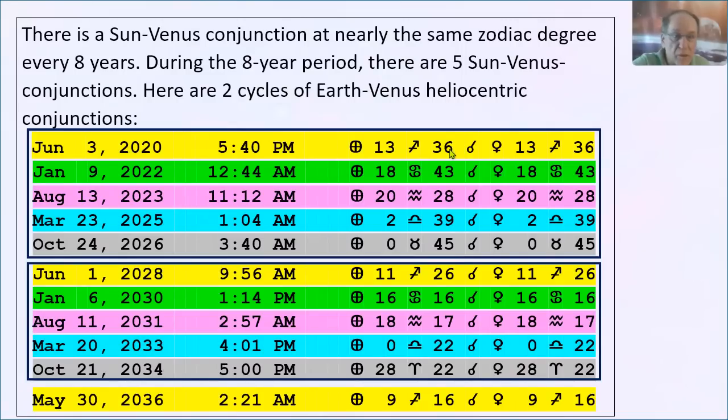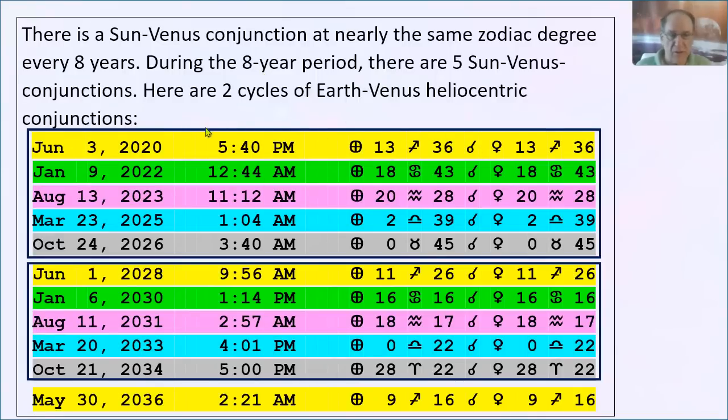Okay, we already looked at this. This is 2 cycles of heliocentric Earth-Venus conjunctions. Now, to make sure you've got this, this is showing 5 conjunctions, 1, 2, 3, 4, 5 in each cycle, because we're doing it heliocentrically, Earth, Venus.